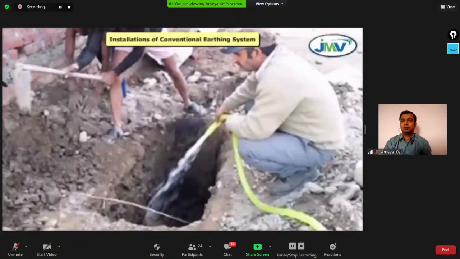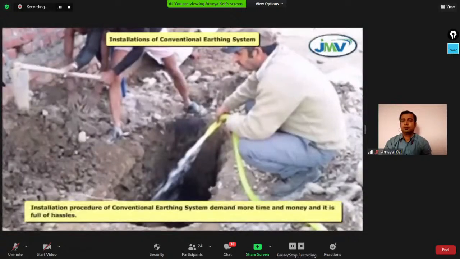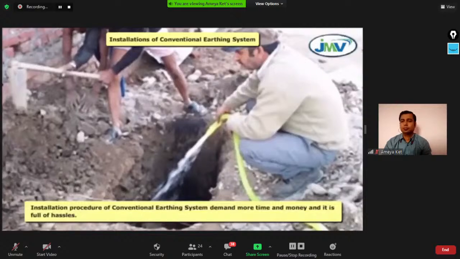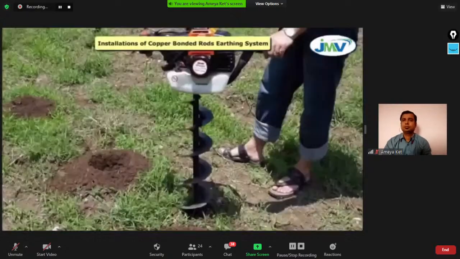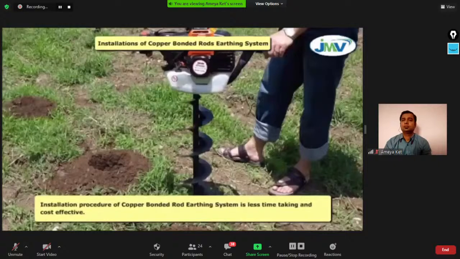Installations of conventional earthing system. Installation procedure of conventional earthing system demands more time and money, and it is full of hassles. Installations of copper-bonded rods earthing system. Installation procedure of copper-bonded rod earthing system is less time-taking and cost-effective.